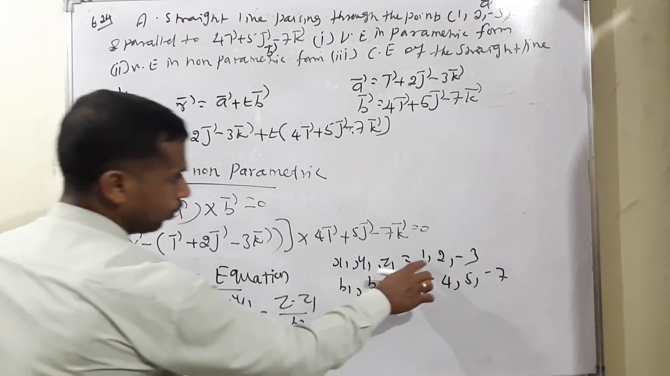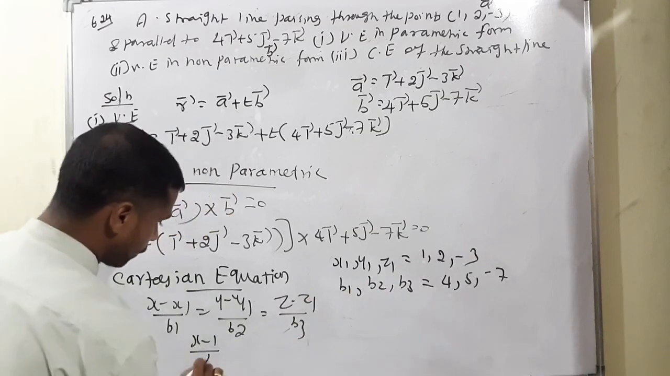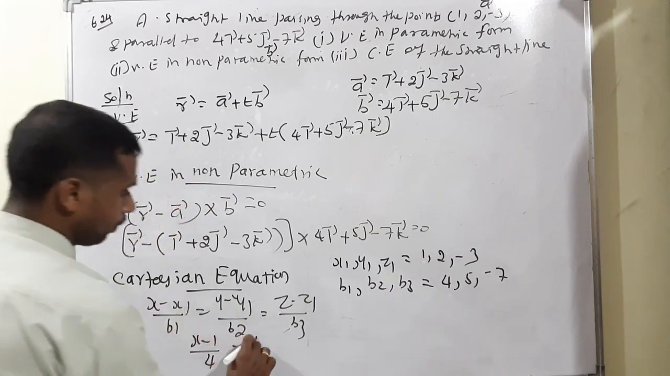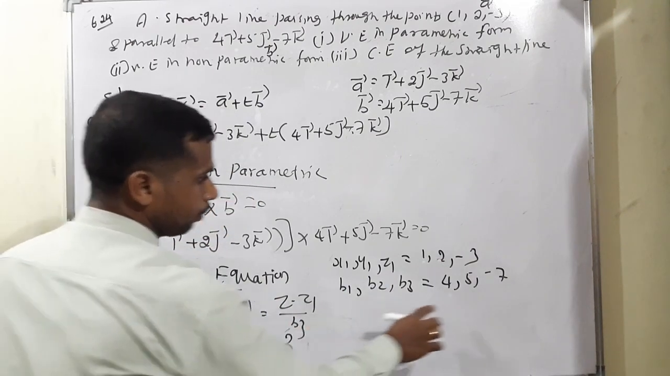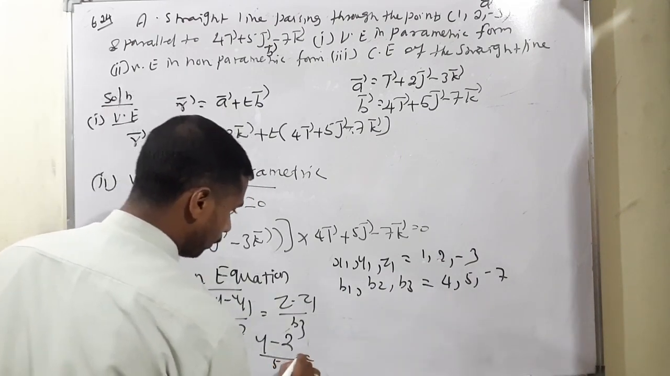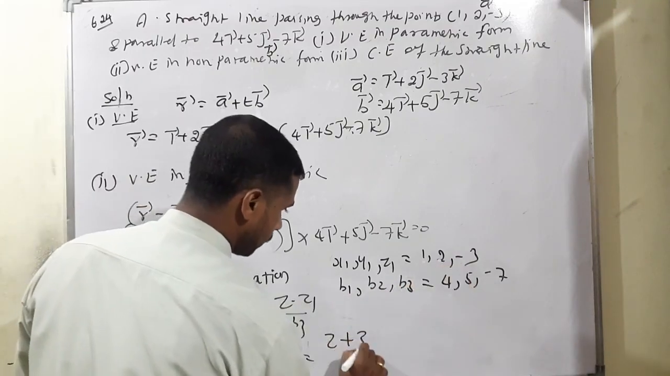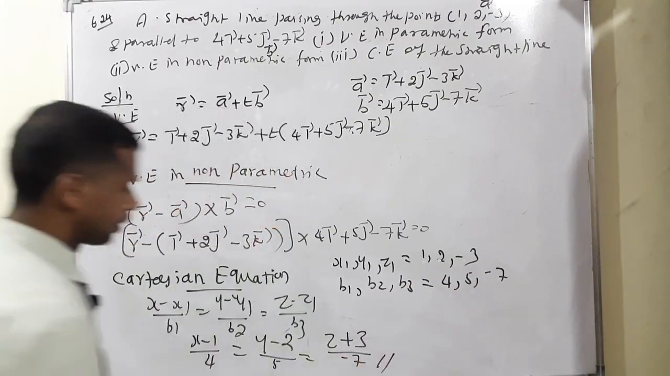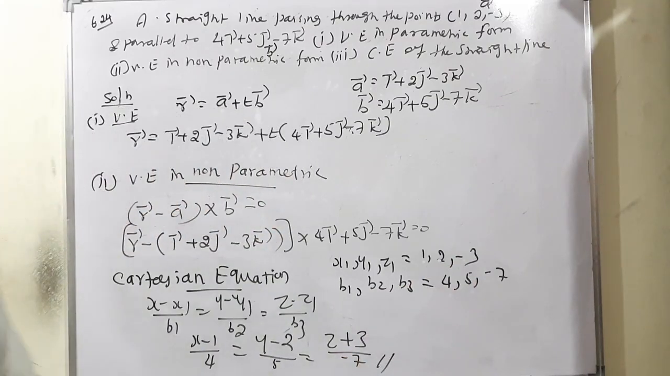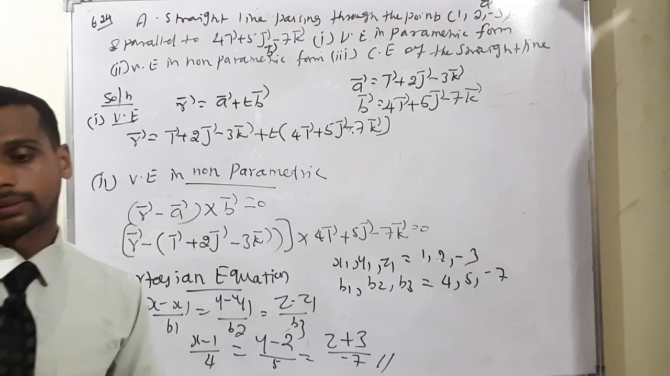Now x1 is 1, therefore x minus 1 divided by B1, which is 4. Then y minus 2 divided by B2, which is 5, is equal to Z minus, already here also minus, therefore Z plus 3 divided by B3, which is minus 7. This is the answer, the Cartesian equation. Okay, I hope you understand. Please, my dear students, if you have any doubt, please put it in the comment box. Okay, I will continue with the next example.